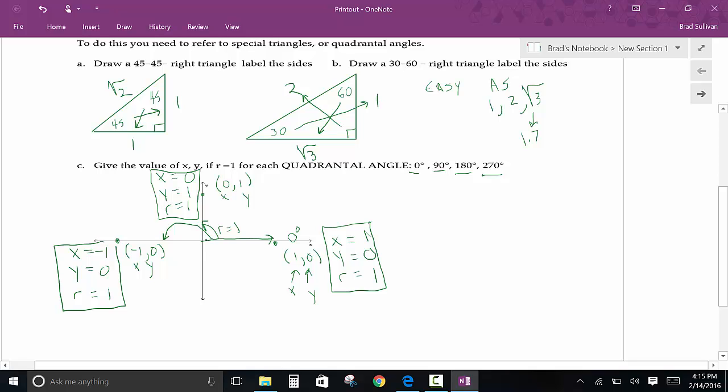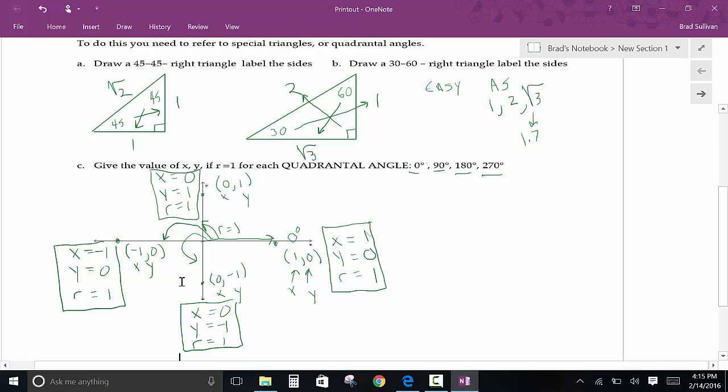Then if you went to 270 degrees, okay, that would be like the negative y-axis, so you would create a point (0, -1), okay, with x being 0 and y being -1, so you'd have x equals 0, y equals -1, and you would have r equals 1. So that would create for you the key points that you need.